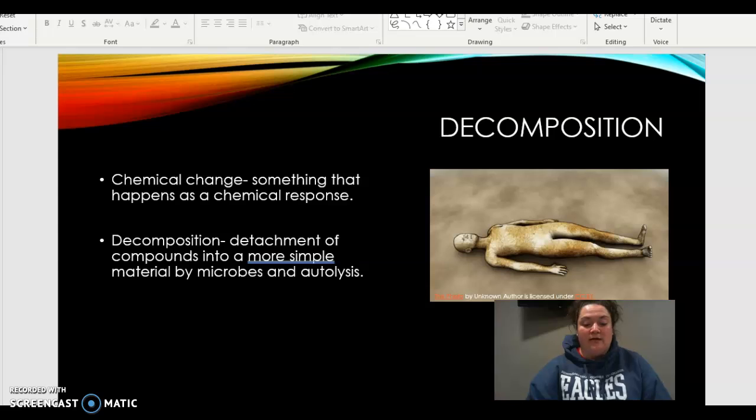Decomposition is a chemical change. A chemical change is something that happens due to a chemical response. As the chemical response occurs, atoms from the matter are repositioned to combine separately. Decomposition is basically known as the detachment of compounds into a more simple material by microbes and autolysis. Decomposition of dead human remains is a natural action due to the disintegration of organic body tissues after the body expires.